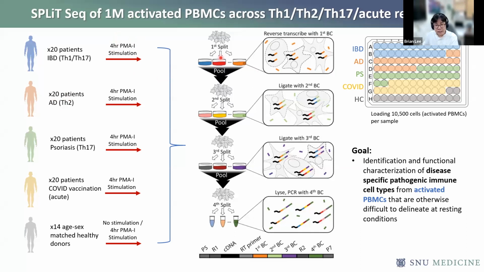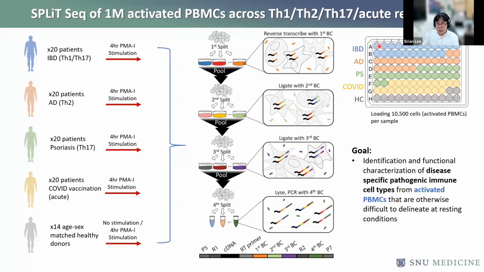We then performed SPLiT-seq. SPLiT-seq is a single-cell RNA sequencing method that, unlike 10x, which uses a gel emulsion bead to capture single cells, uses combinatorial barcoding with a well-based barcoding system, where essentially four barcodes are ligated to a single cell, allowing for single-cell characterization of samples. The idea is you take all of these 96 samples and first reverse transcribe with the first barcode, so each sample is labeled in a 96-well plate.